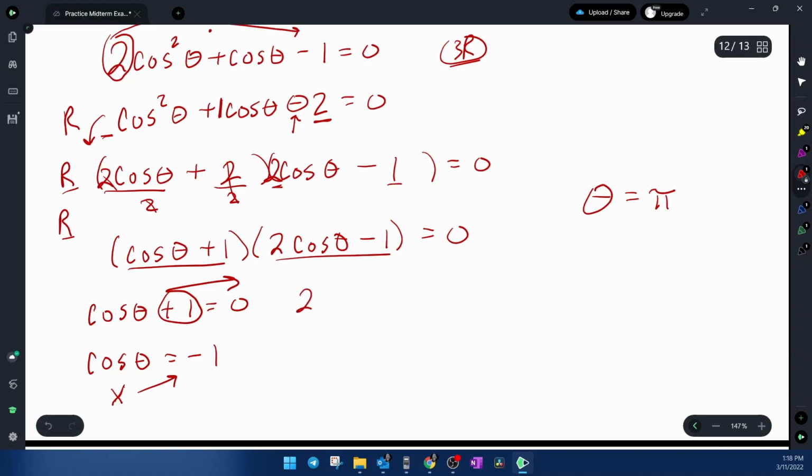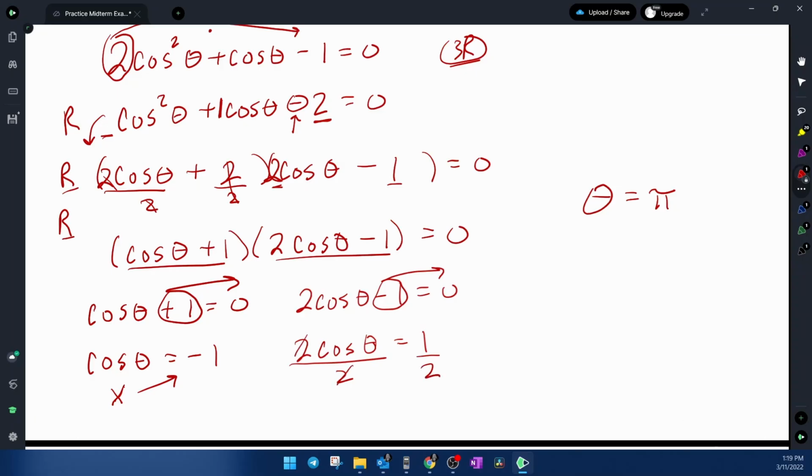Now, from my second factor, 2 cosine theta minus 1 equal to 0. Moving the 1 makes it positive. And if I divide both sides by 2 to isolate the trig function, we can see that cosine theta equals 1/2. And so then you're going to have to go to your unit circle and find all of the x coordinates that have a value of positive half. And according to the unit circle, the first theta, the first angle with an x coordinate of positive half is pi over 3.